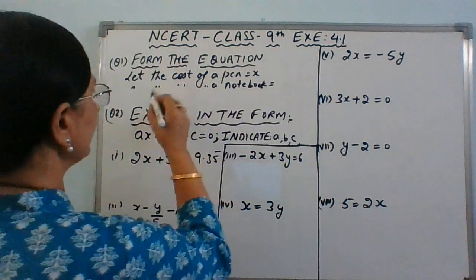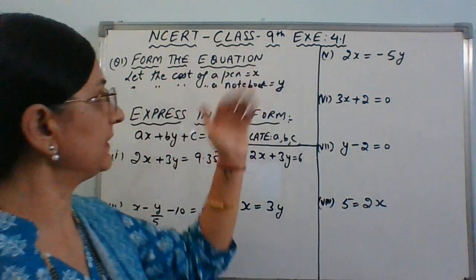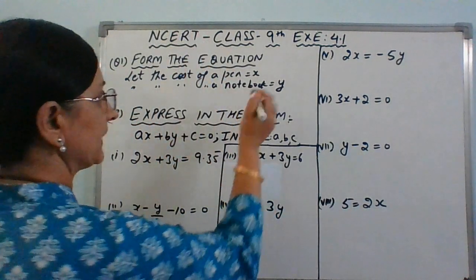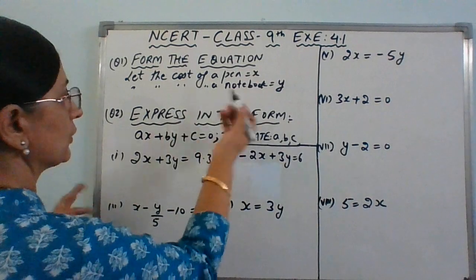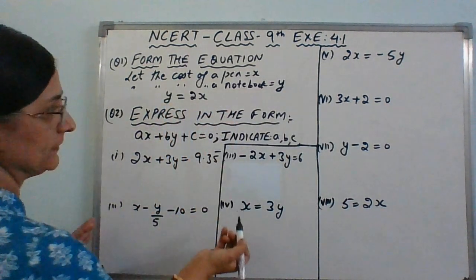Okay, let the cost of a pen be x, let the cost of a notebook be y. Or you can write let the cost of pen be y, let the cost of notebook be x, as you wish. Right? So, हमने इनकी cost variables बोल दी. Now, cost of a notebook is this. It is double the cost of a pen. So, this will be the equation.